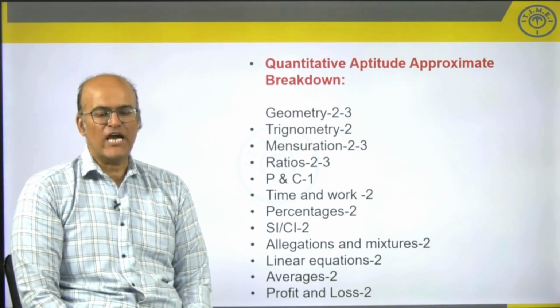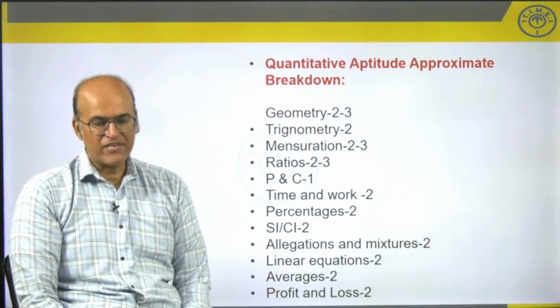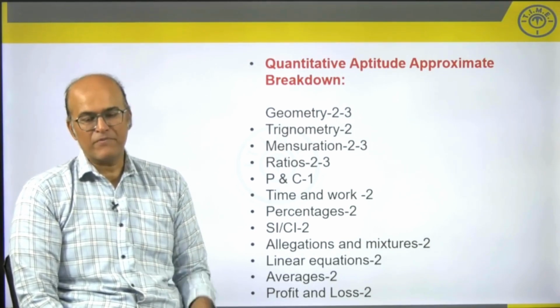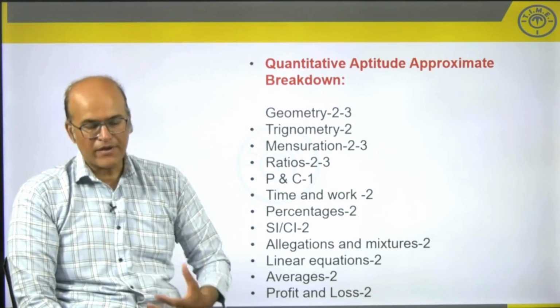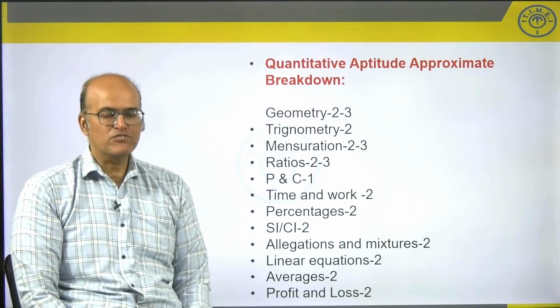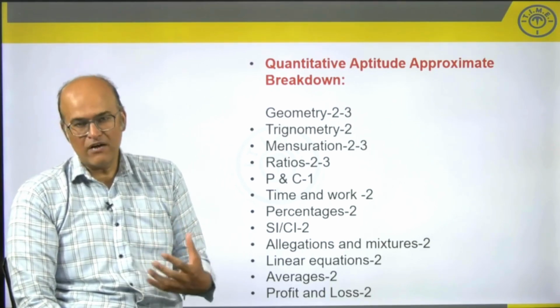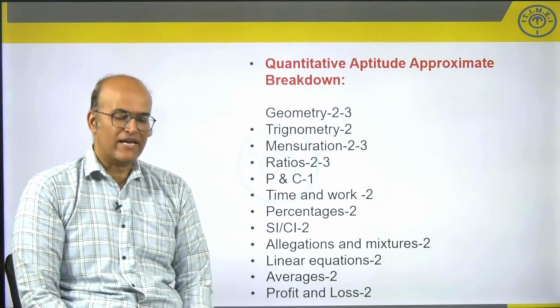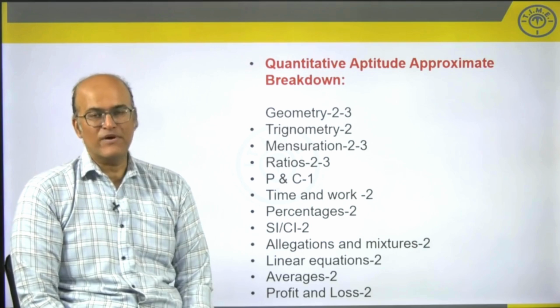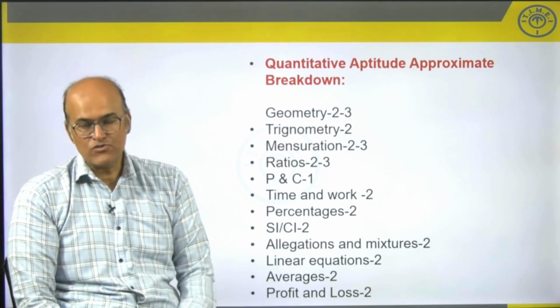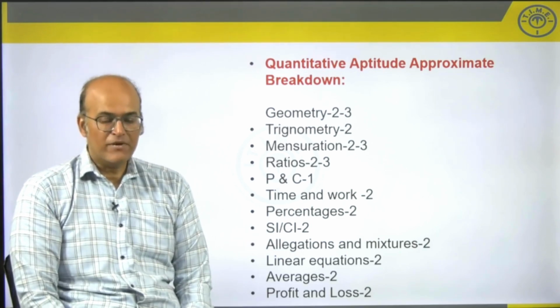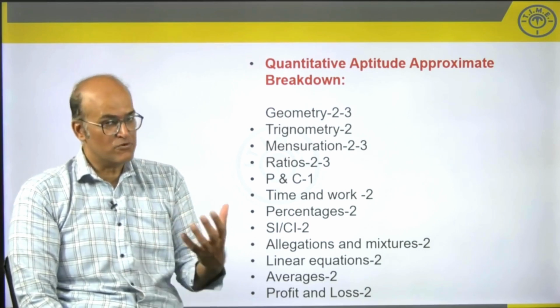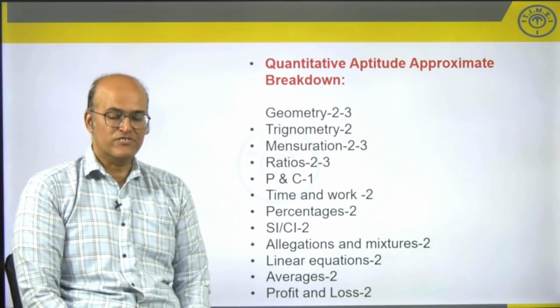Now, this was the chapter-wise breakup. As you can see, a good number of questions appeared from topics like geometry, trigonometry and mensuration, where usually some of the students are a little weaker. So these topics would have surely tested the conceptual clarity of the candidate. Geometry had 2 to 3 questions. Trigonometry also had a couple of questions. Mensuration had 2 to 3 questions. There were 2 to 3 ratio-based questions.